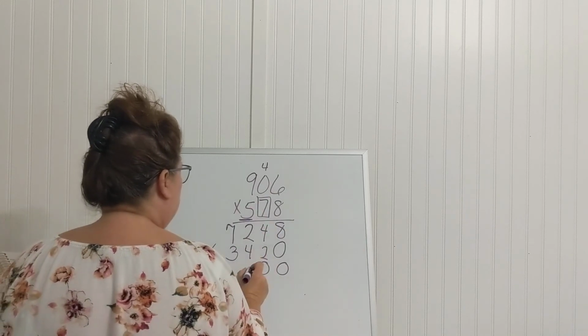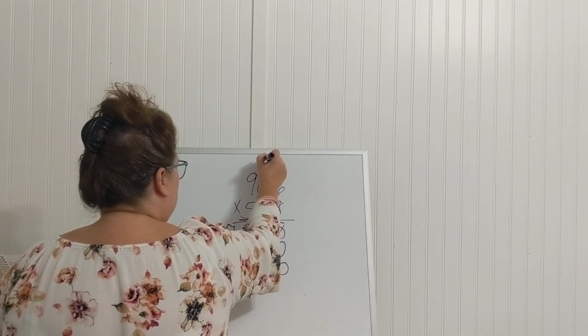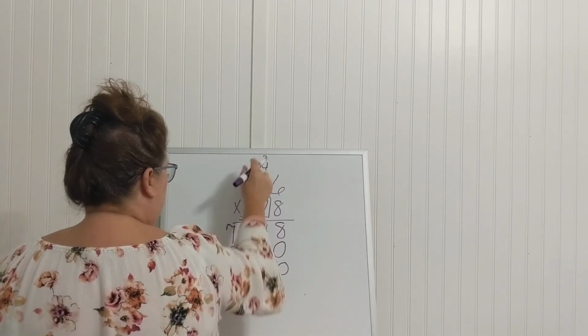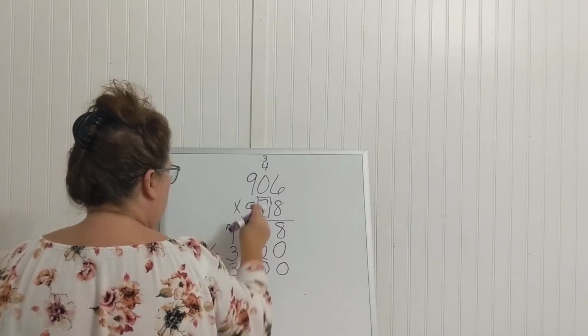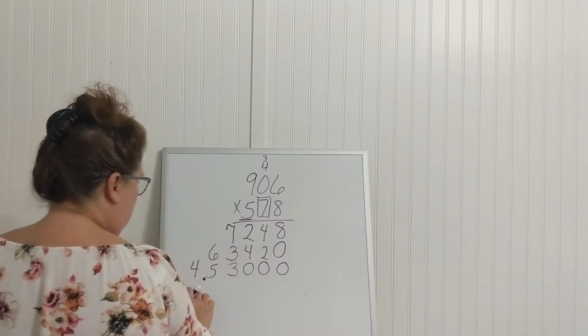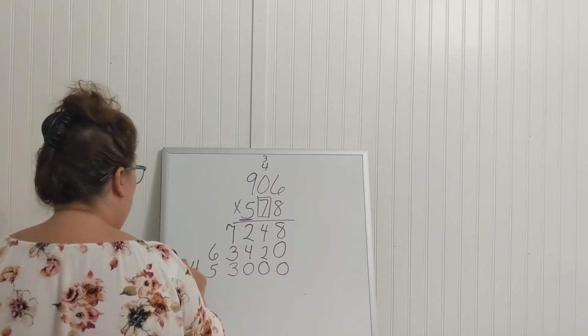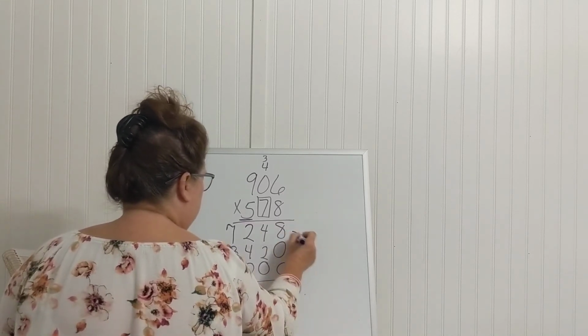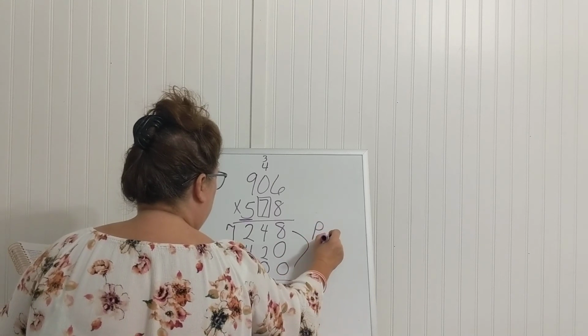6 times 5 is 30, put a 0 down, carry the 3. 0 times 5 is 0, plus our 3 we carry is 3. And 9 times 5 is 45. So our 5 goes under our 6. We make a brand new nice column for our 4. We're adding up. Remember, these are called our partial products.